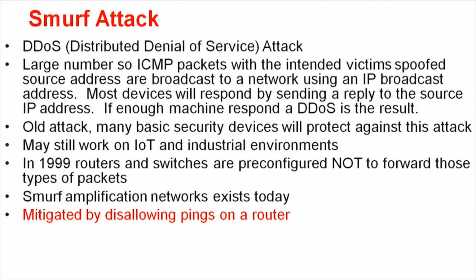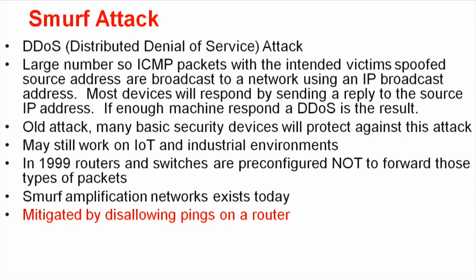ICMP Smurf. A large number of ICMP packets with the intended victim's spoofed source address are broadcast to a network using an IP broadcast address. Most devices will respond by sending a reply to those source IP addresses. So you talk to the machine, it bounces it back to all these other machines, and then they talk back, and you keep doing that, and it gets more and more amplified, and as a result, a DDoS will result. You start consuming the resources, the number of open connections on that machine, it'll take it down offline.